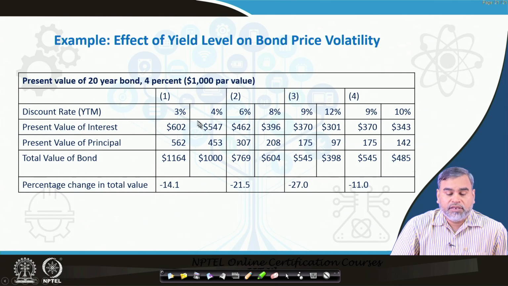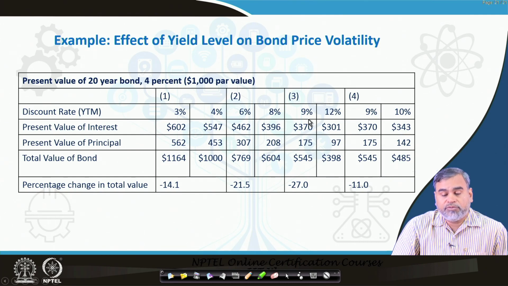So, that means at the lower discount rate, whenever there is a change of the interest rate, you will observe that the percentage change in the total value is higher if the discount rate is lower. But if the discount rate is already higher and it grows further, then the change is relatively less.